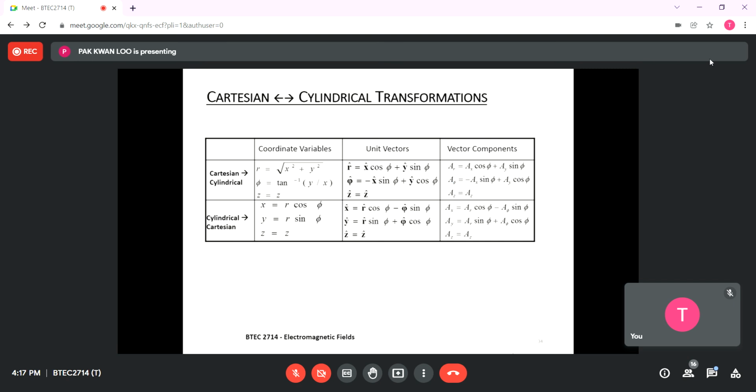I'm going to show you between Cartesian and cylindrical, that means how we transform from Cartesian to cylindrical and cylindrical back to Cartesian. I'm just going to show you one, and I will leave it to you to do it for Cartesian to spherical and spherical back to Cartesian, and also cylindrical to spherical and spherical back to cylindrical. How are we going to do that? It is the same. The method that I'm going to show is applicable to how we can obtain the vector coordinates transformation.